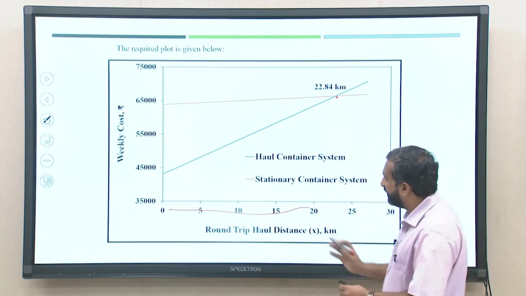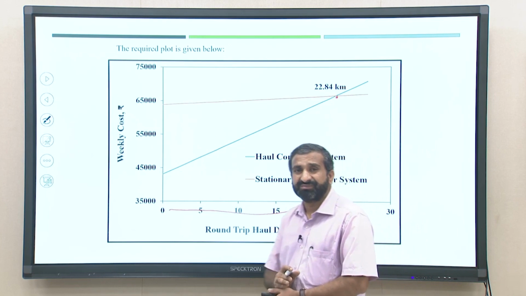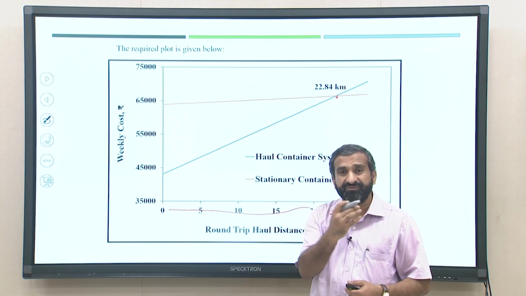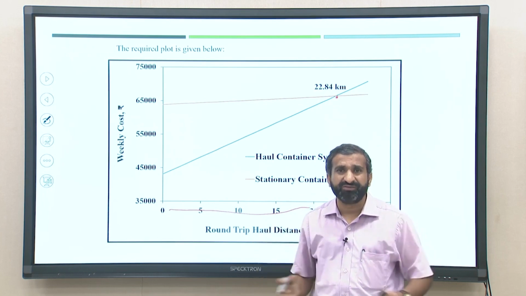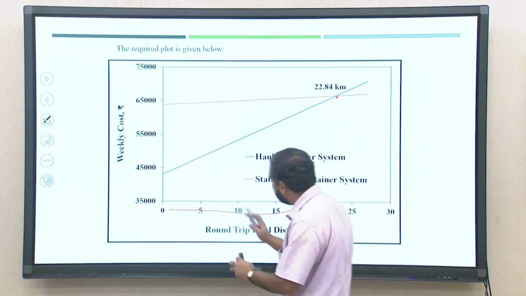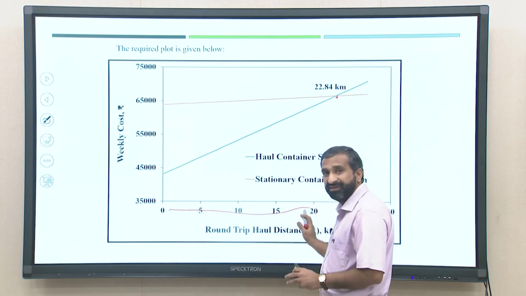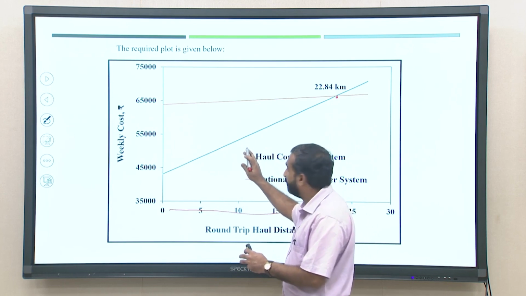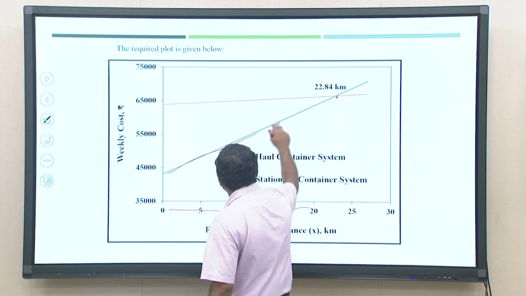Now, students, please understand, every time we think that haul container systems are very costly, because for every location the waste or vehicle has to be hauled to the disposal site. So, a lot of hauling is required, but see here in this graph, for smaller distances like 5 kilometer, 10 kilometer, even 20 kilometer, the cost of operation of the haul container system was very low, but it is increasing very fast.